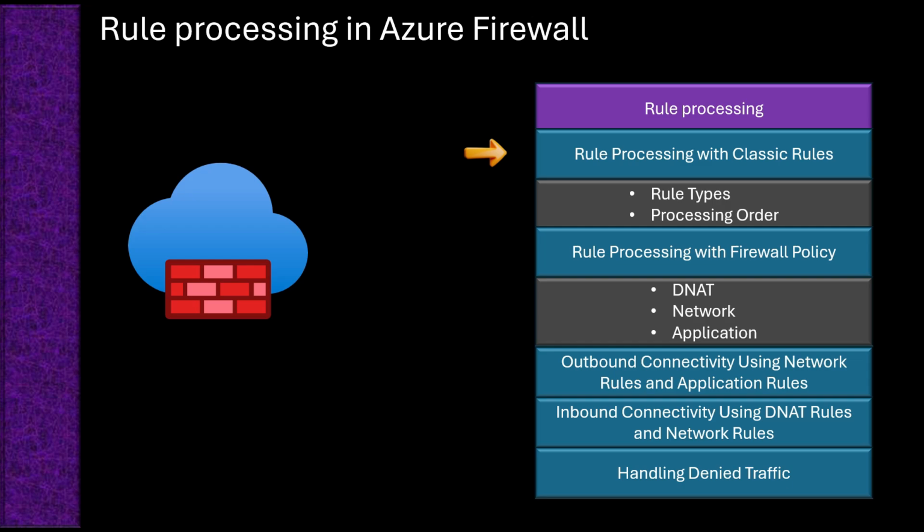Let's touch upon rule processing with a classic rule first. NAT rules, network rules, and application rules are configured in the classic rule setup. Classic rules are processed in priority order, where the lower numbers have higher priority. Rule collections are processed from 100 to 65,000, so it's best practice to space out priorities by increments of 100 to allow room for future rule additions.